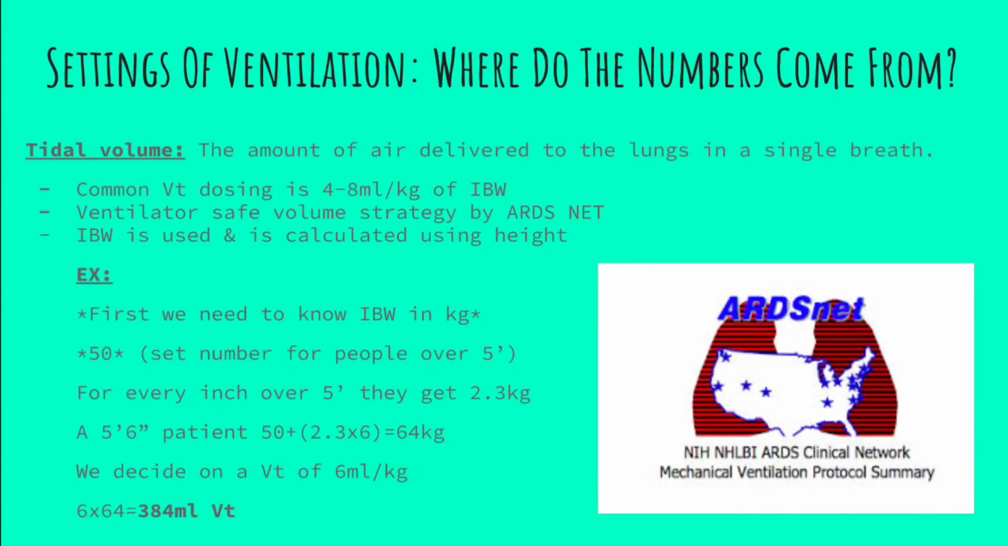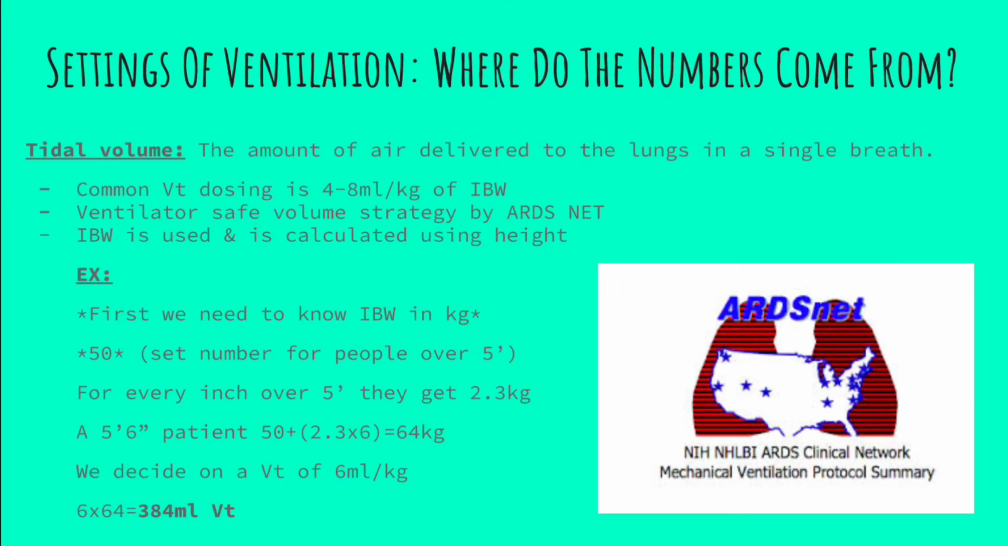So with tidal volume, we've already talked about that tidal volume is the air that's delivered to the lungs with each and every breath. So common tidal volume dosing is 4 to 8 mLs per kilo of ideal body weight. This prescribed dose range comes from the ARDSNet trial, which came out in 2001 and basically promoted lung protective tidal volumes. So we weren't going to overinflate the lungs with these massive tidal volumes.